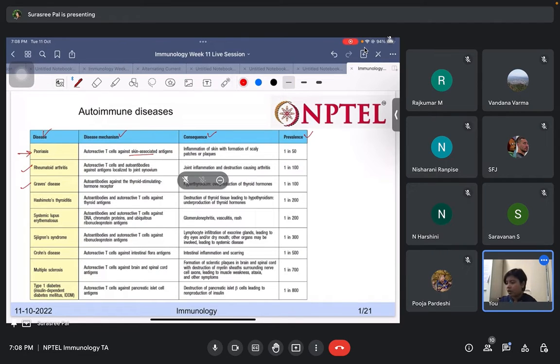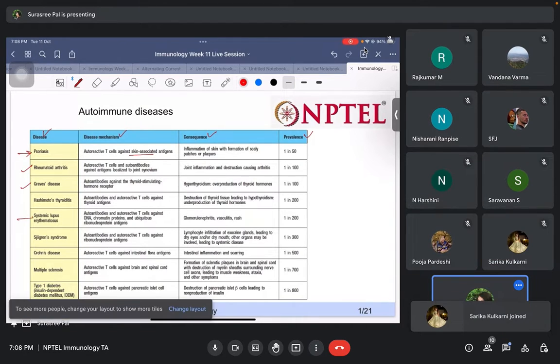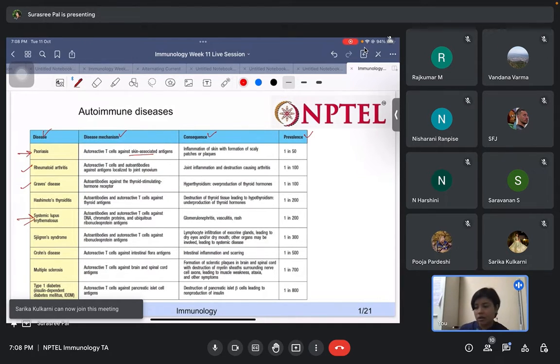And another common disease is systemic lupus erythematosus, SLE.